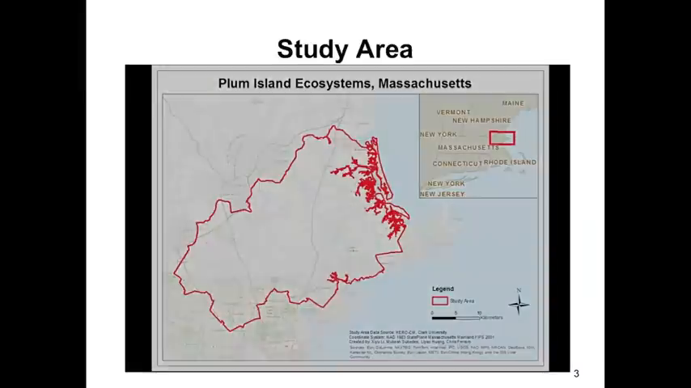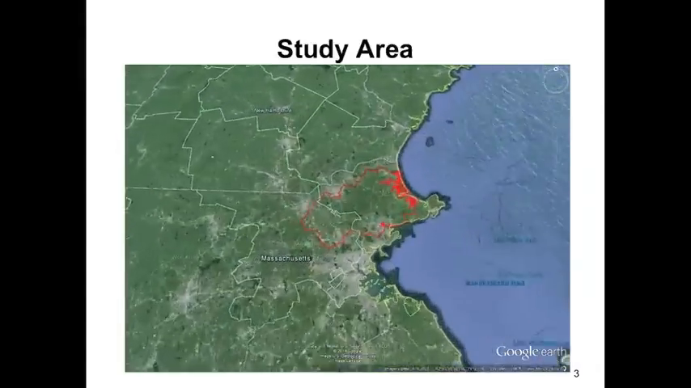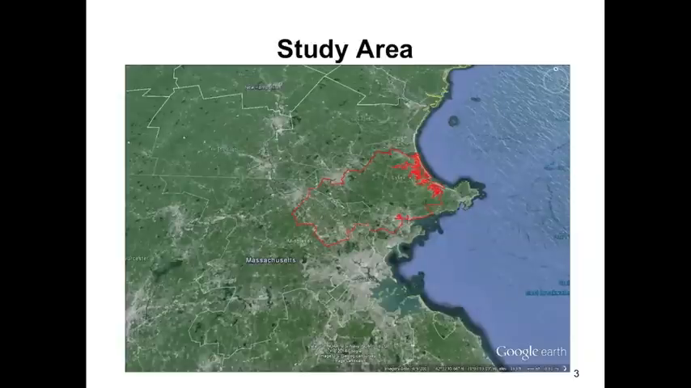The study area, Plum Island Ecosystems, is located in northeastern Massachusetts, covering more than 1,000 square kilometers. This area is dominated by coastal habitats, estuaries, and watersheds of great importance. During the last several decades, it has experienced rapid suburbanization.